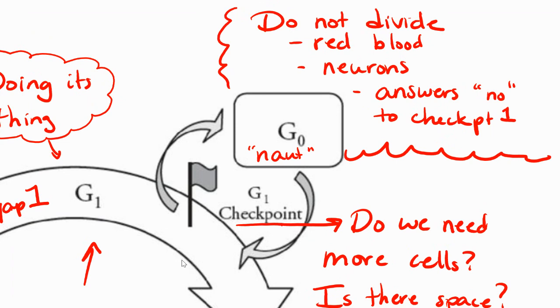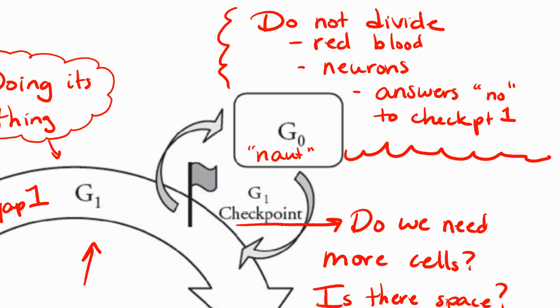So we don't want cells going off and dividing that aren't attached to things. We don't want cells dividing that are too closely packed in with other cells. We don't want cells dividing when the system is already starving. Because why would we add more to a system that's already on the struggle bus? That doesn't make any sense, does it? So these little guys can go to the G-naught phase.